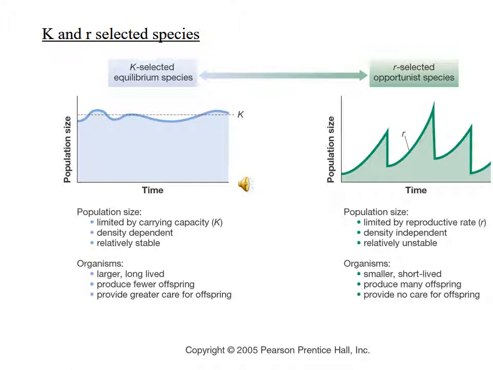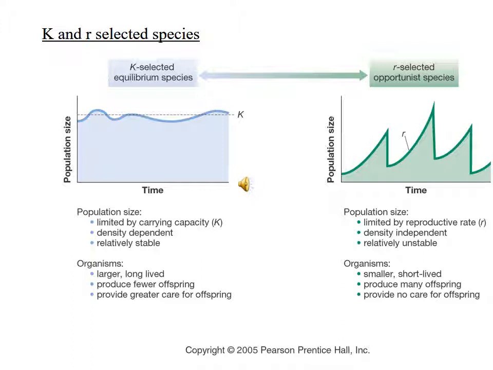If we look at organisms and populations in an ecosystem, we can separate them into two groupings. One is referred to as K-selected species, and the other we refer to as R-selected species. If we use elephants as an example of K-selected organisms and flies as an example of R-selected organisms, let's look at the characteristics of K-selected species.